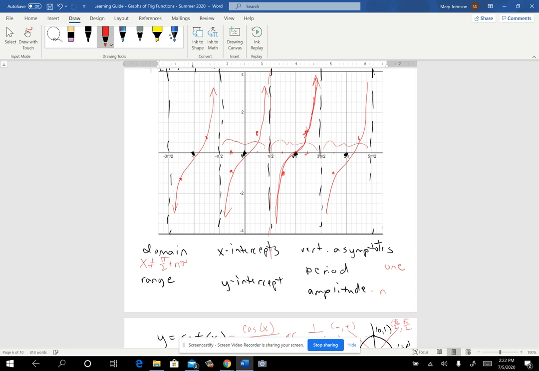Now the range, see how it keeps going towards positive infinity and keeps going to negative infinity, and there's no gap up and down? The range is going to be all real numbers.